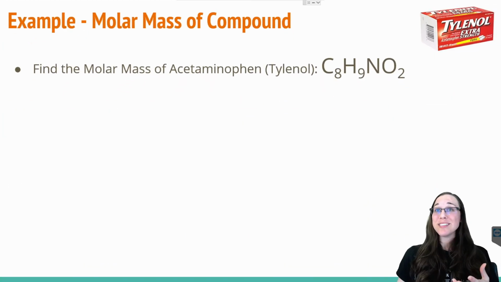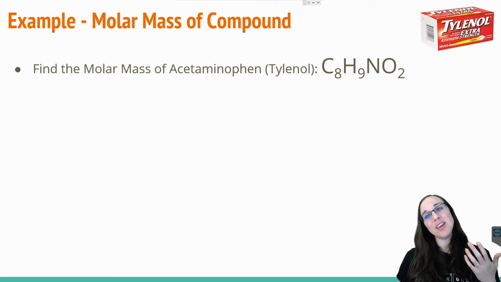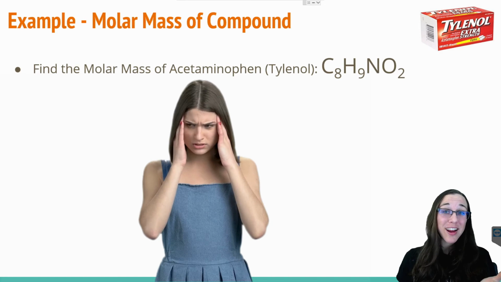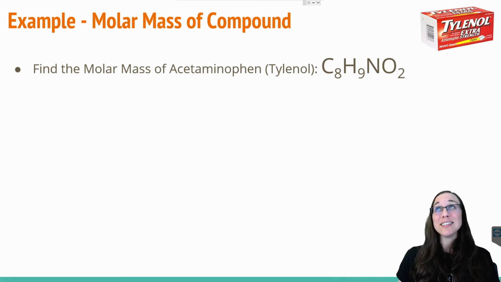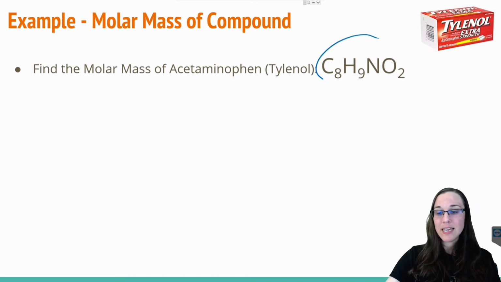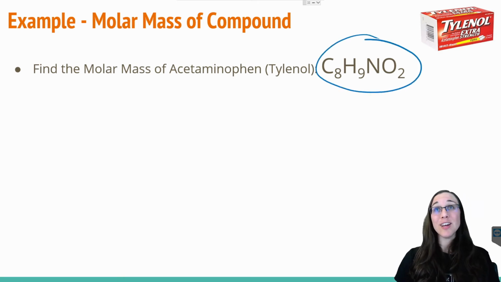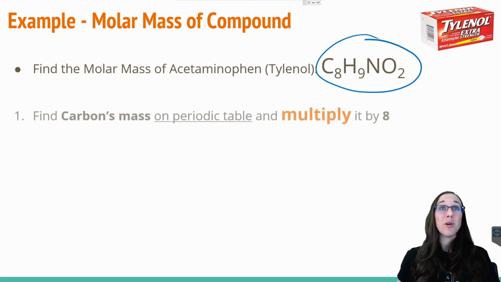So let's work through this example together. We're going to find the molar mass of acetaminophen, Tylenol, that thing you take when you have a really nasty migraine headache or some pain you want to go away. Acetaminophen has a molecular formula of C8H9NO2. So if we were going to find the molar mass of that entire compound, we would first need to find carbon's mass on the periodic table and multiply it by 8 because there are 8 carbons present.